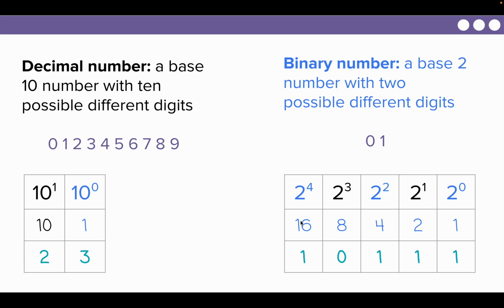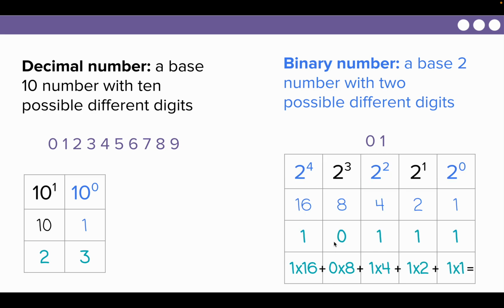How do I add that all up? Well, 1 16, so 16, plus 1 4. It's actually easier because all I have are 1s and 0s here. So I've got a 16 plus a 4, that's 20, plus 1 2, so that's 22, plus 1 1, that's 23. So 23 in decimal looks like this. 23 in binary looks like this. Same exact system, 1 times 16, 0 times 8, etc.